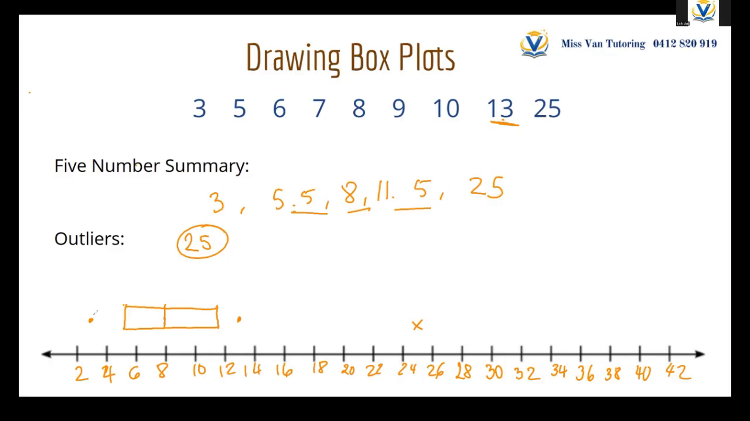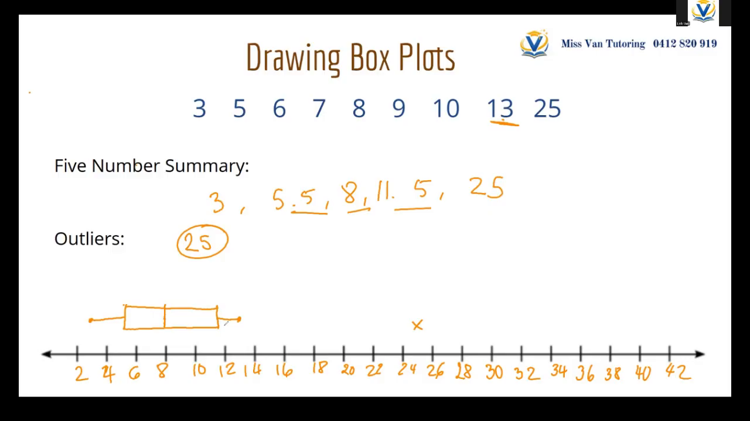All right. Once I'm done that, I'm just going to connect my minimum to my Q1 and my maximum to my Q3 to make a whisker. There you go. That's your box plot.